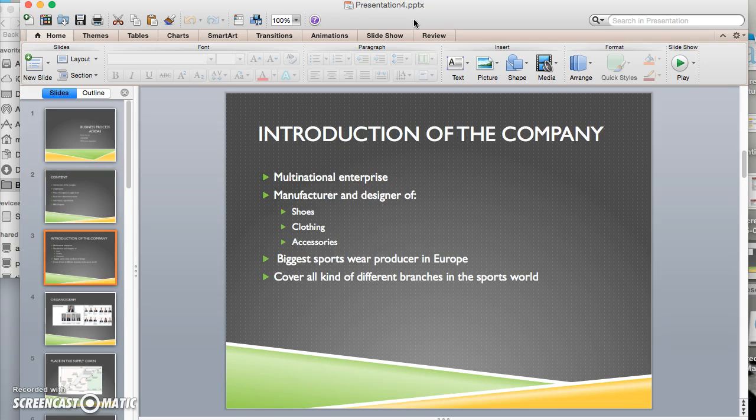Adidas is well known as one of the biggest companies in producing, manufacturing and designing sports clothes, like shoes, clothing, accessories. They're the biggest sports producer in Europe at the moment, and the second biggest in the whole world after Nike. And they cover all different kinds of branches. I'll focus on the football branch.